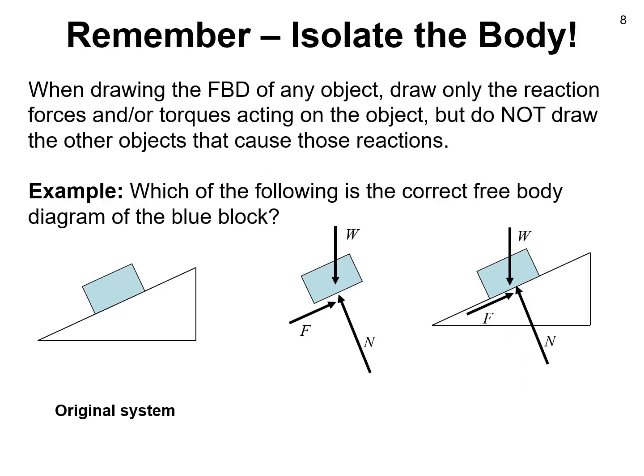And finally, when you do reactions, please remember our first rule of the last module is isolate the body. So here again is an example of a block on a ramp. And if you want to draw the reactions on that block, which one do you think is correct? Which one is truly isolated?